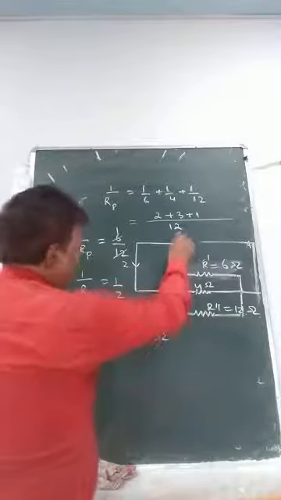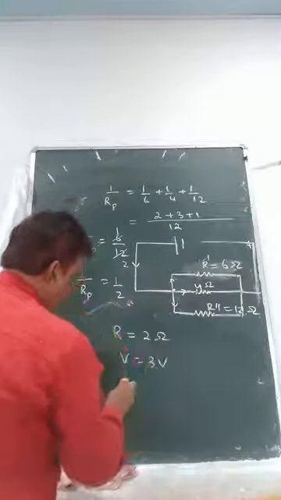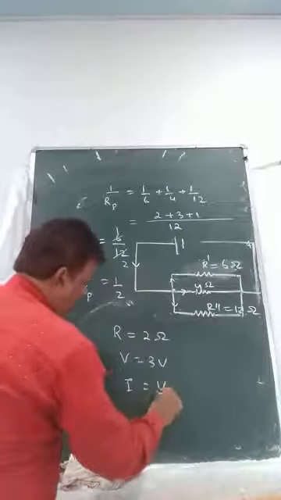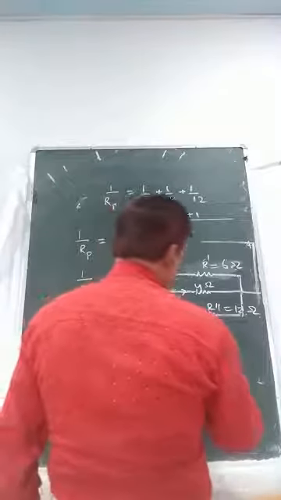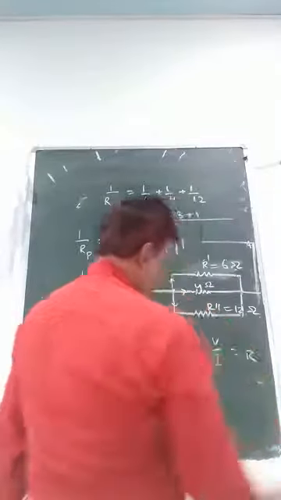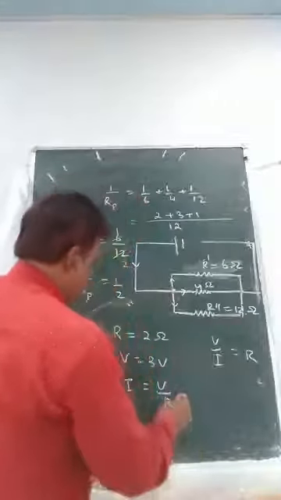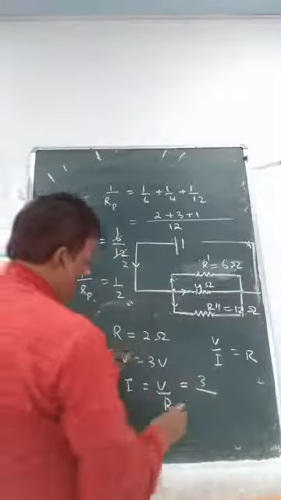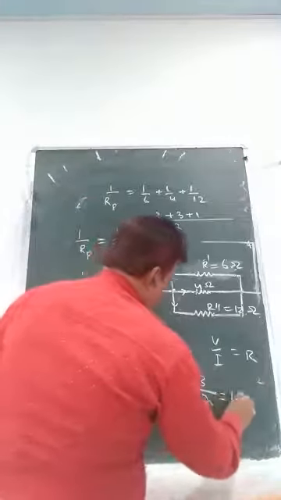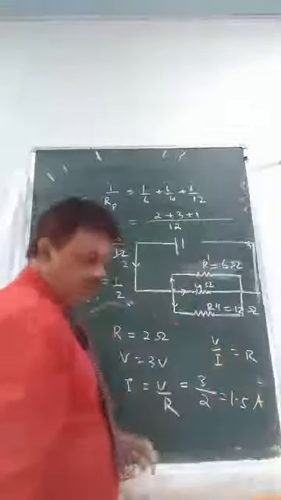ohms. This is given as 3 volt. V is 3 volt. What is the current I? V by R is the formula because V by I is equal to R. So this comes to this side. So V by R is equal to I. That means 3 by how much? 2. 1.5. What is I? The ampere.